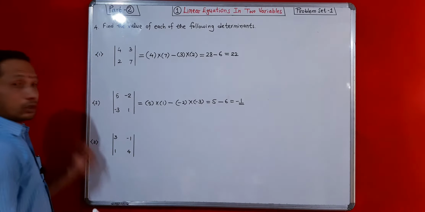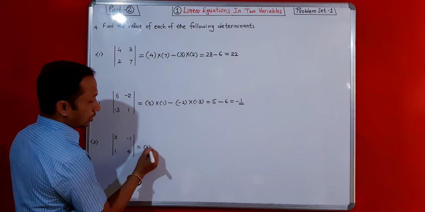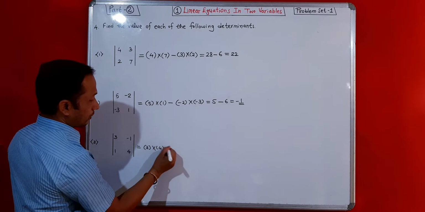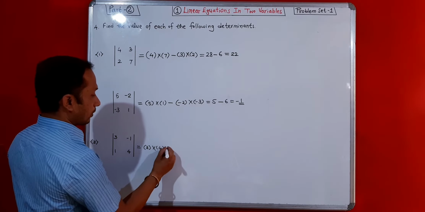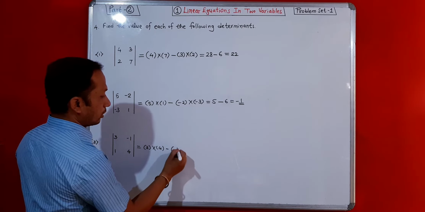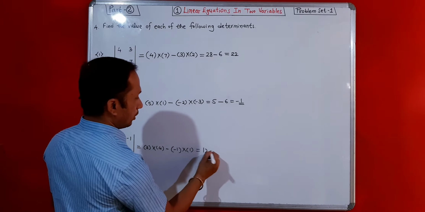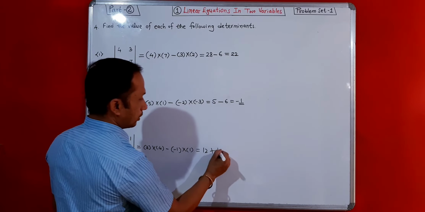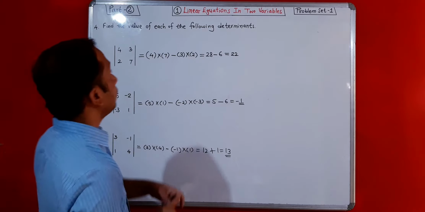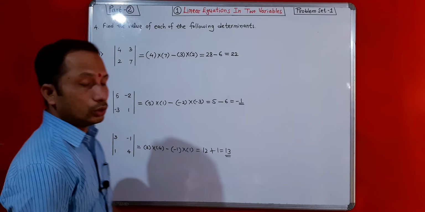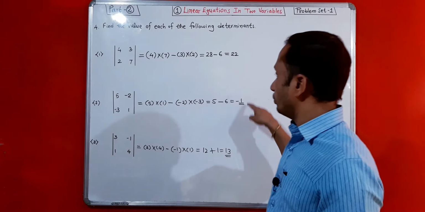Okay, come to the third. Again a into d means 3 into 4, minus minus 1 into 1. So it is 12, and minus minus becomes plus 1, so it is 13. So this is question number 4, in which we have to just calculate the given determinants. The final answers are 22, minus 1, 13.